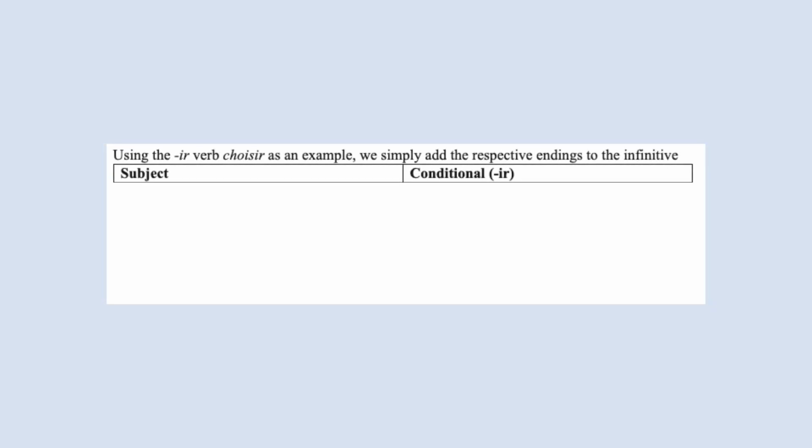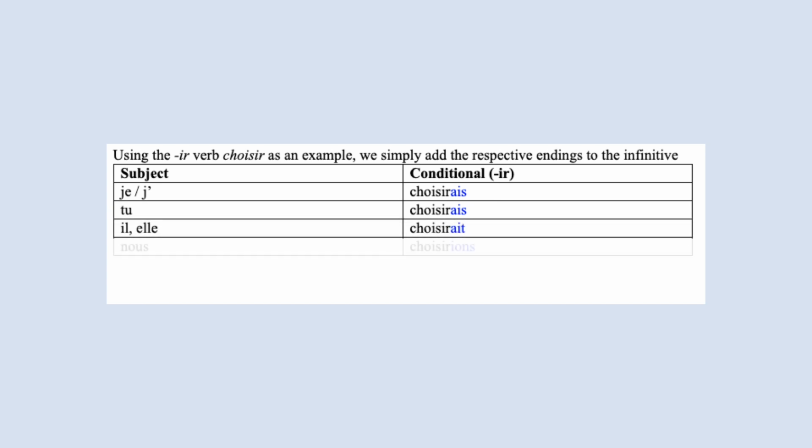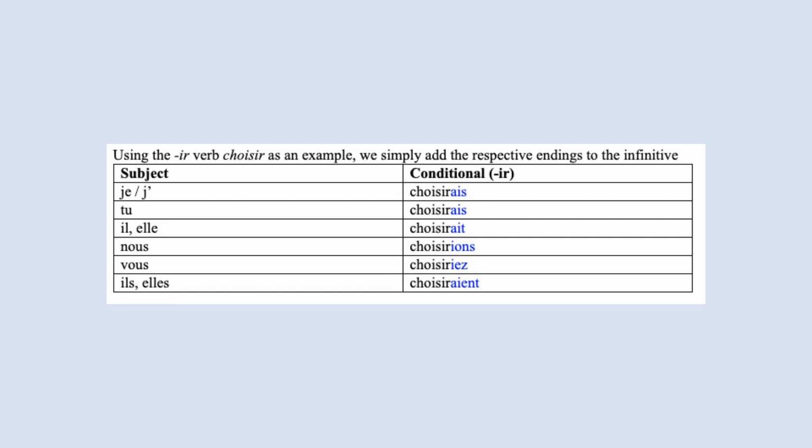For the verb choisir, we again simply take the conditional endings and add them to the infinitive form of the verb. Choisirais, choisirais, choisirait, choisirions, choisiriez, choisiraient.